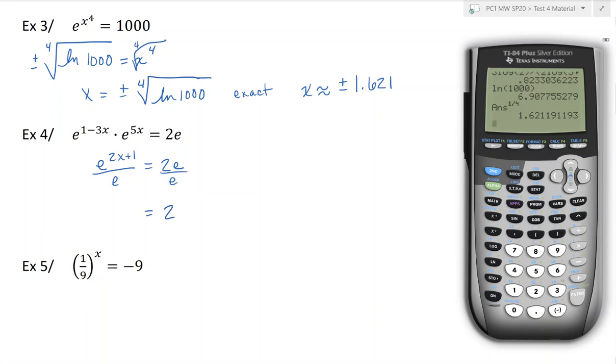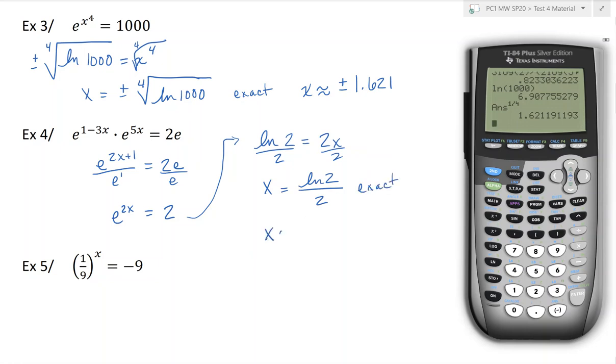When you divide numbers of the same base, you subtract the exponents. This has an exponent of 1, so it'd be e to the 2x plus 1 minus 1, or just e to the 2x. Alright, now that I have the exponential expression isolated, I am going to change it to natural log form. Again, because it has an e, you're going to use the natural log. Natural log base e of 2 equals 2x. Then we're going to divide both sides by 2, and x is the natural log of 2 divided by 2. That is your exact answer.